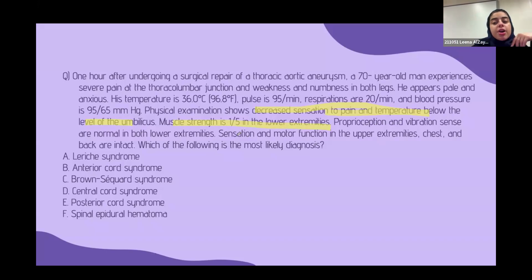Sensation and motor functions in the upper extremities, chest and back are intact. So above the lesion, there's no issue. Which of the following is the most likely diagnosis? Yeah, go ahead, guys. What do you think?